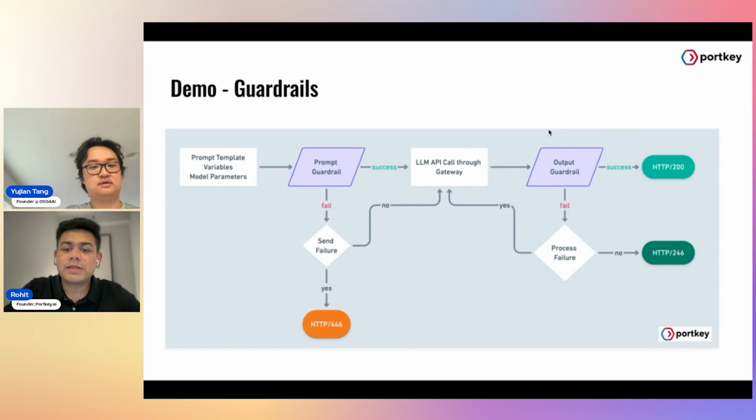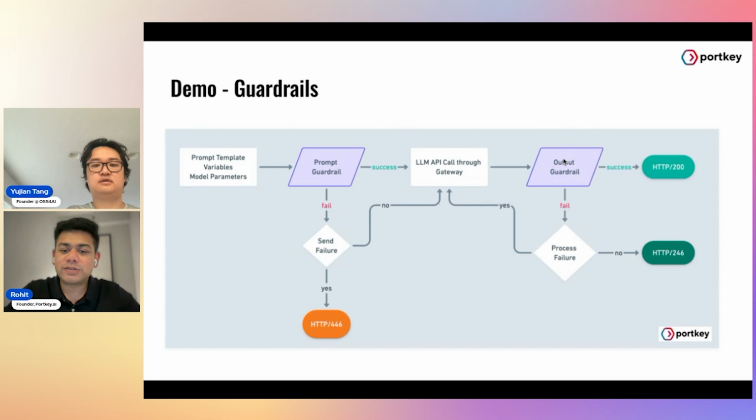Similarly, on the output, I can set up a series of checks. Could be, don't mention my competitors. This is the JSON schema you need to adhere to. Make sure that your response is concise. Make sure it's relevant. So it can be a bunch of these checks. And then based on those checks, you can define, if it succeeds, send it to the user.